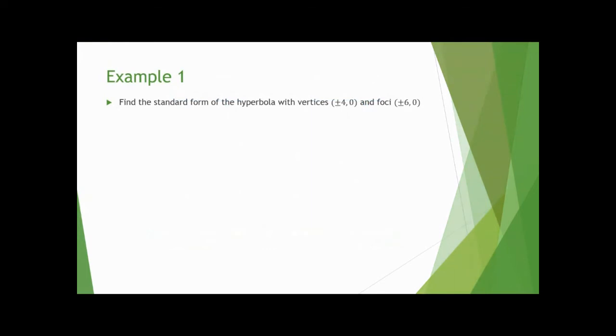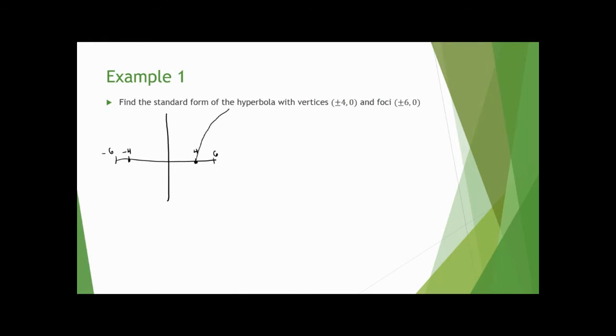So example 1, find the standard form of the hyperbola with vertices at plus or minus 4, 0 and foci at plus or minus 6, 0. So the first thing I always do is draw a picture because that helps me determine whether I have a horizontal or a vertical hyperbola. I'm just going to sketch. Then the foci are not touching the hyperbola.